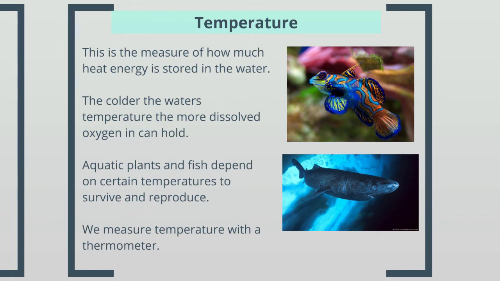If we decided to take those two fish and switch them and put them in each other's ecosystems, the tropical one's now living in ice water and the ice shark is living in the tropical water, they would both die because they're not meant for those types of temperatures. So it's really important that we are always monitoring the temperature of our water.